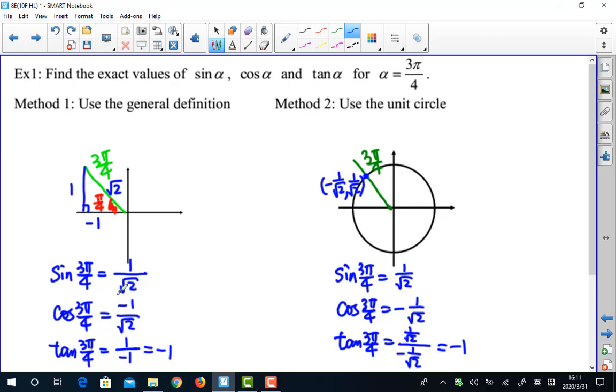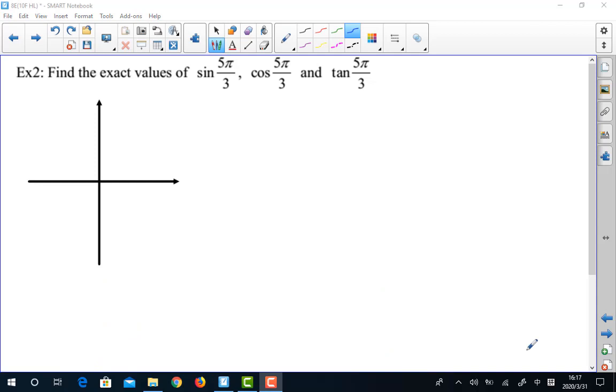But for me, I personally prefer to use method 1 rather than method 2 because I don't want to memorize so many coordinates for all those different points on the unit circle. I will continue to apply method 1 rather than method 2 to solve the problems in example 2 and example 3.